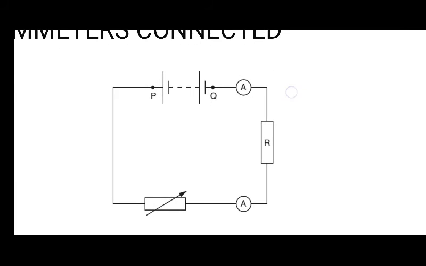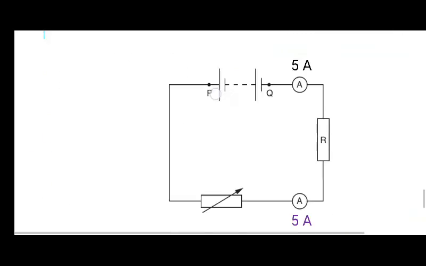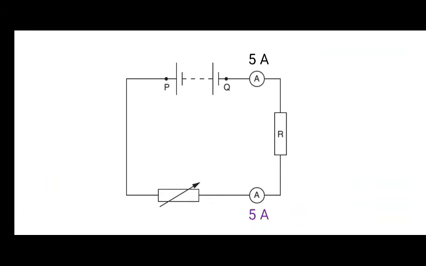You see, there are 2 ammeters in here. Whatever the ammeter on top is showing, it will be the same as what the ammeter below it is showing. That's what happens in a series circuit. A good example is this: if the one on top shows 5 amps, it means the one below will also show 5 amps.